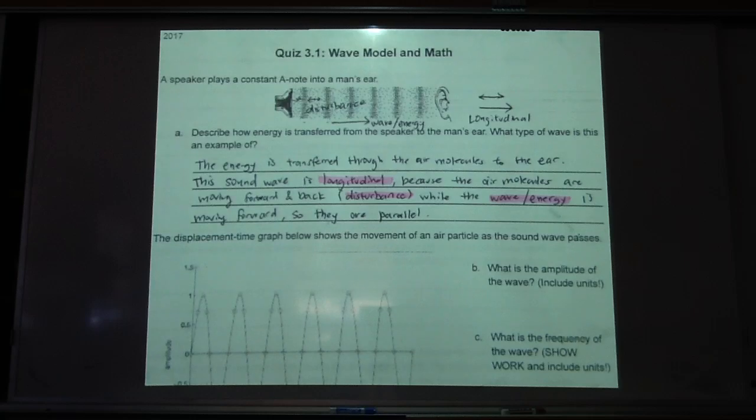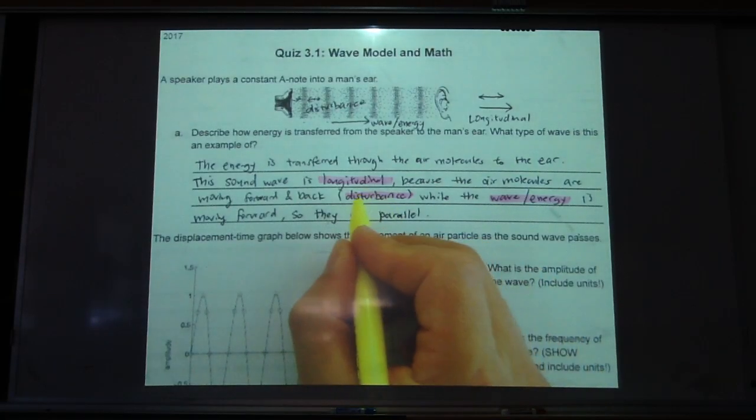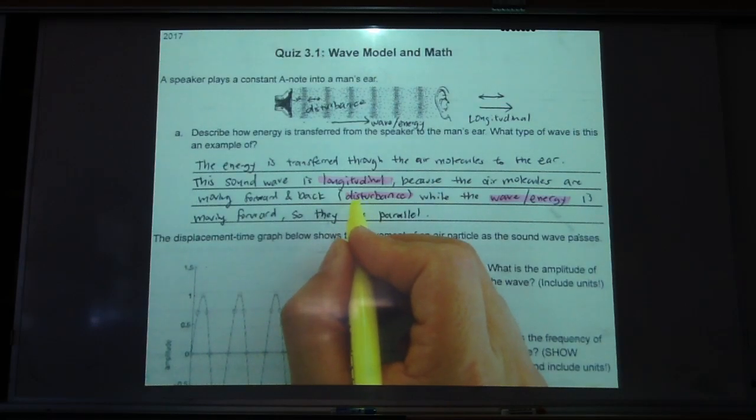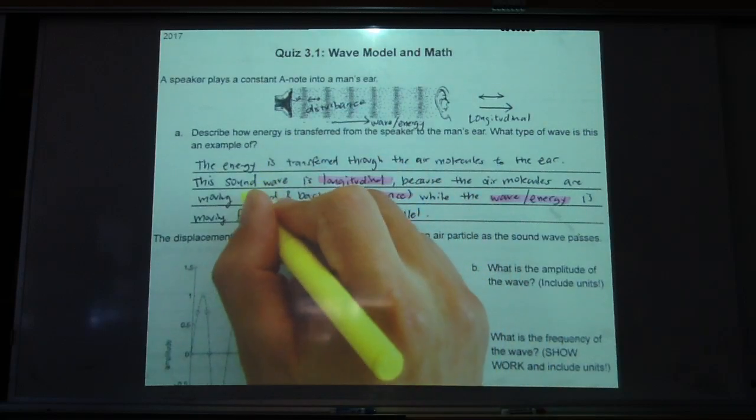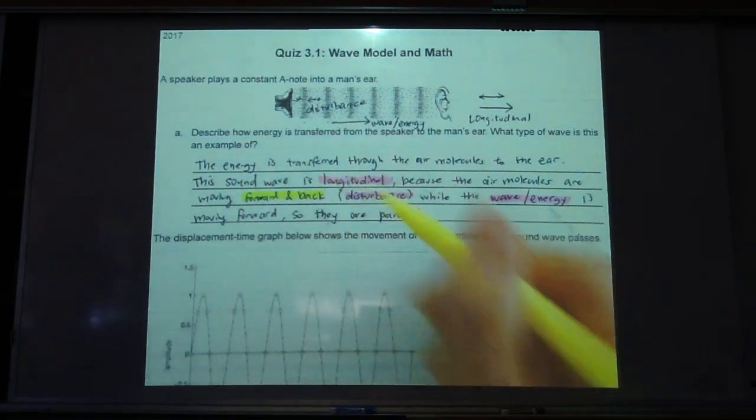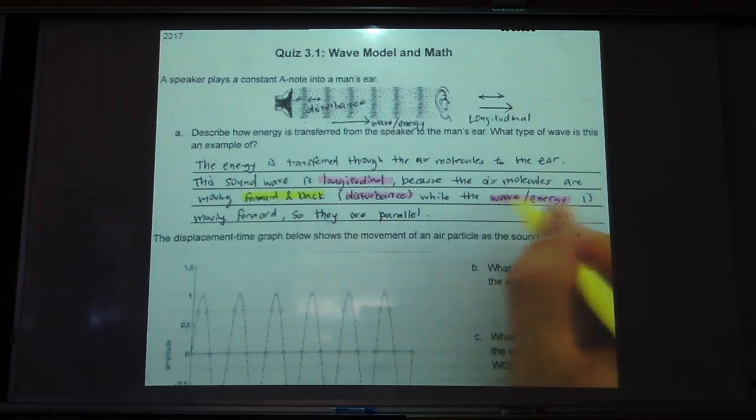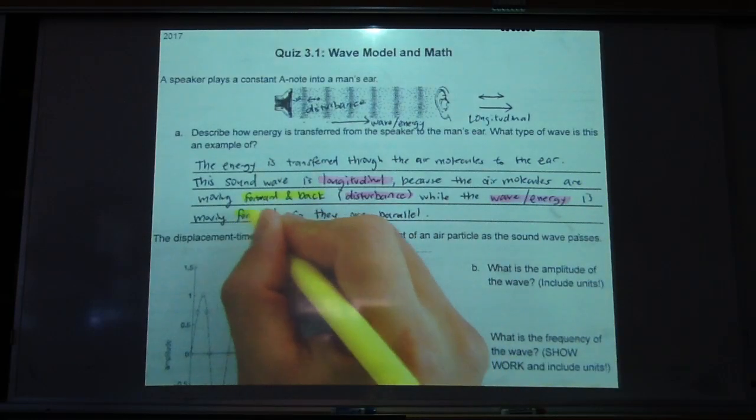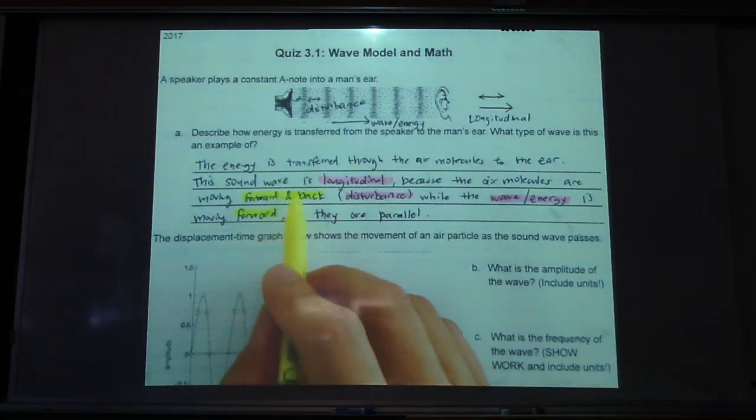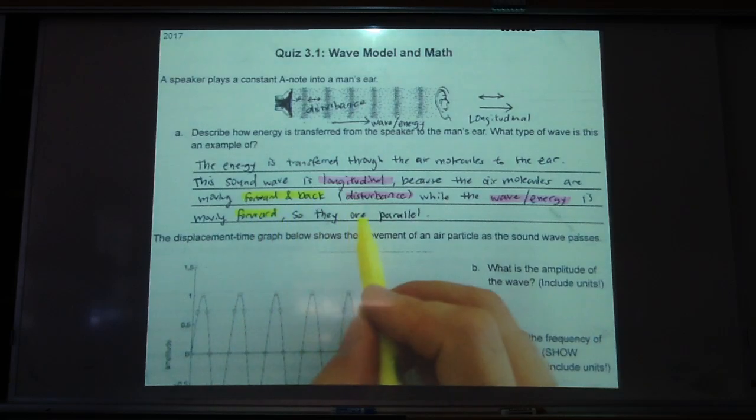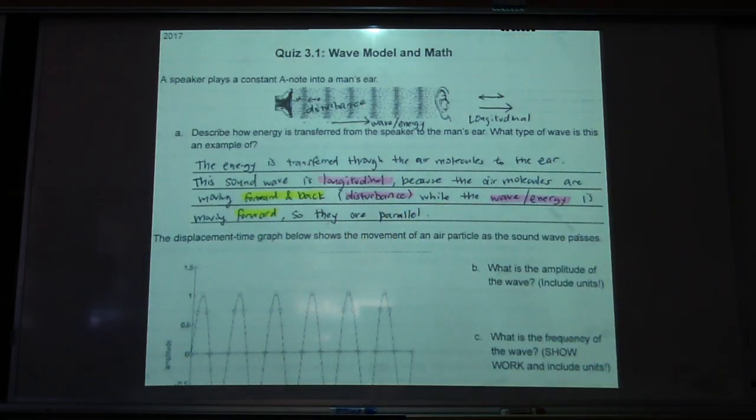And you have to describe how the disturbance is moving, or in other words, how each of the molecules or each of the things is moving. In this case, it is moving forward and back. And you have to describe how the wave or the energy is moving, in this case, forward. And since we see forward and back and forward, they must be parallel. So this is the other word that you need to use to have full credit.